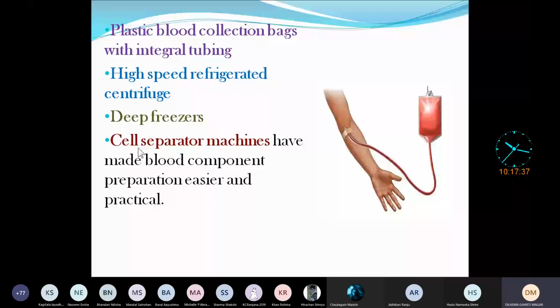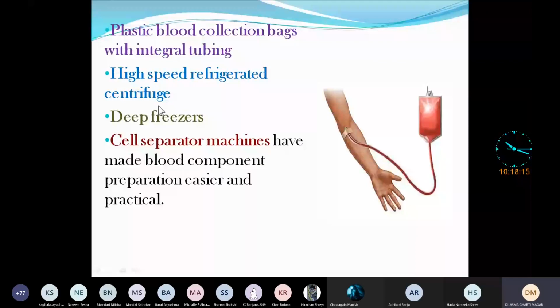Understood here? So for the separation, for this component therapy, we need plastic blood bags with integral tubing. Means there will be interconnected tubes, but the blood will not be exposed to the outside environment because there may be infections and all, isn't it so? So here there will be the high speed refrigerated centrifuge. Blood has to be stored at 4 degrees, I already told you. So that's why it is a refrigerated centrifuge, and within the refrigerated centrifuge machine we will spin the blood.